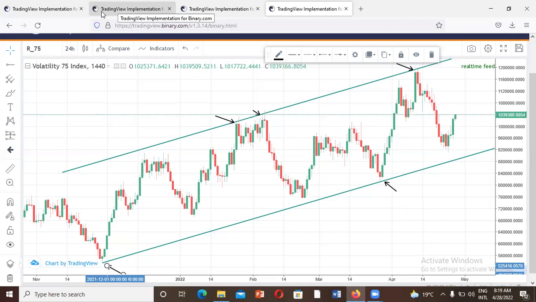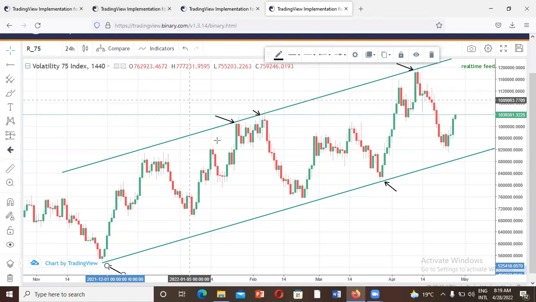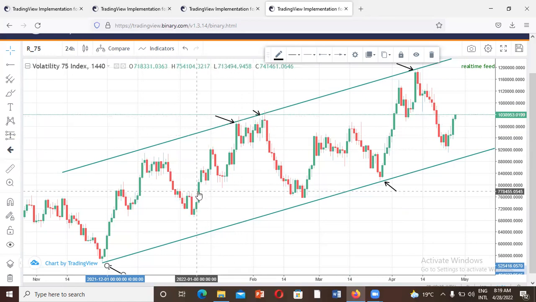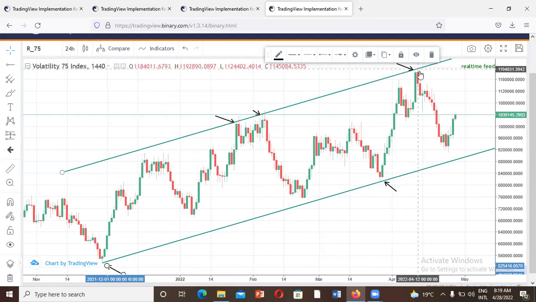Now, something I forgot to mention, I've moved this trend line from cutting through the wicks to accommodate them as much as possible. So I've catered for here, I've catered for here, I've catered for here, and I've catered for here.